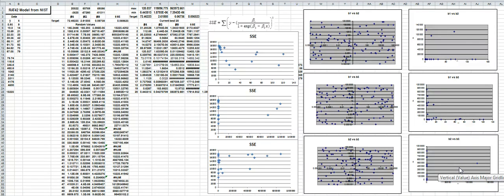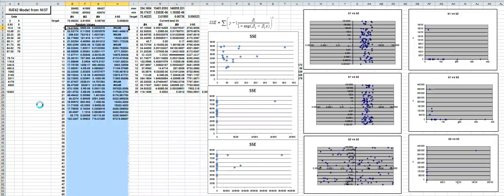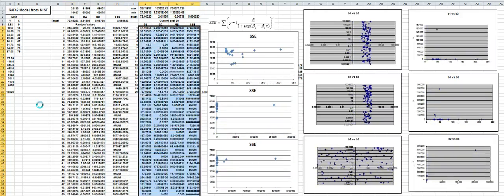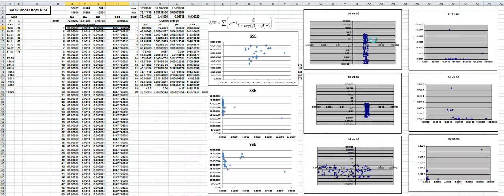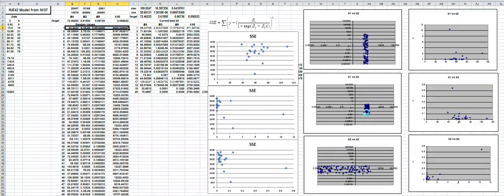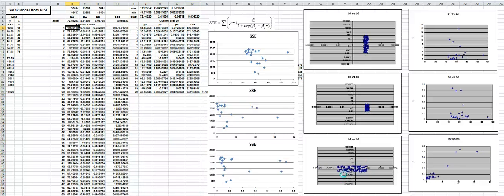What we're going to do is run this for 100 generations and just see what happens. Alright. Here we go, 100 generations. What you can see here, immediately there's some convergence here.